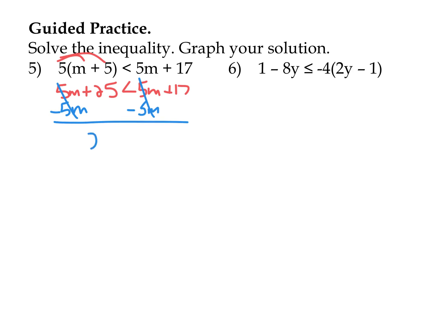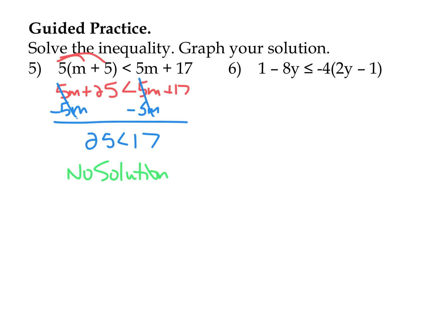At 0 plus 25 is 25, is less than 0 plus 17 is 17. That's a statement that's never true. 25 is never less than 17, so this is going to be no solution. No solution, a statement that's never true.